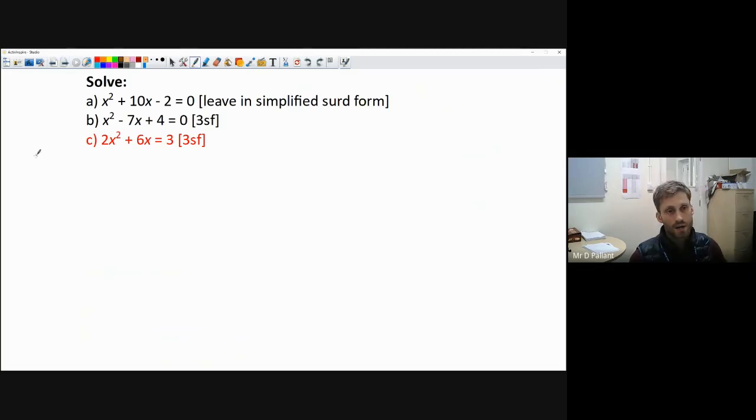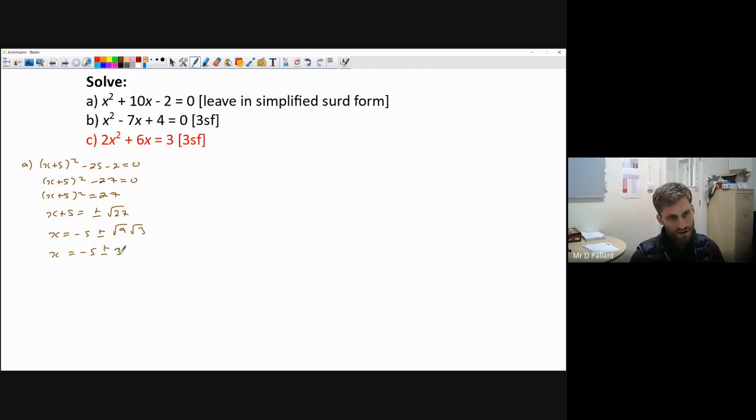Okay, so part A, I'm going to start by completing the square. Usual steps. Right, you can simplify the square root of 27 into root 9 root 3, can't you? So the final answer is going to be -5 plus or minus 3 root 3.